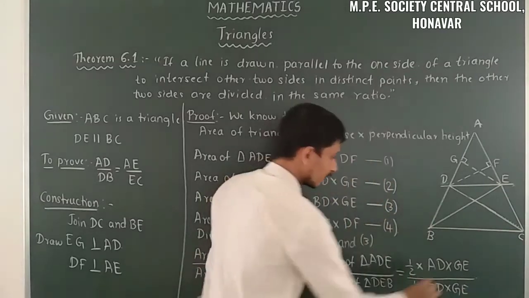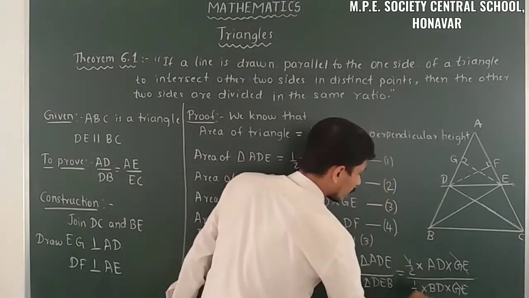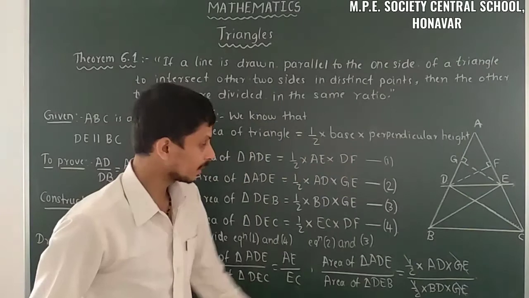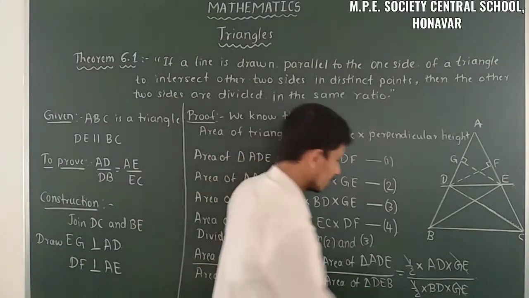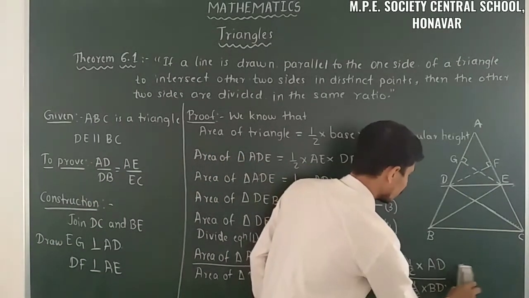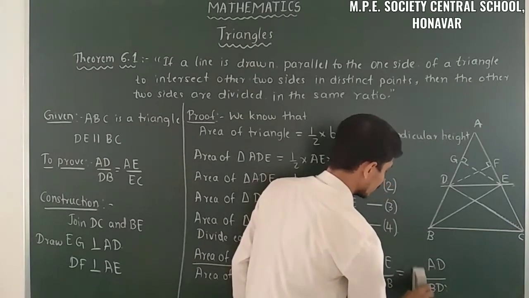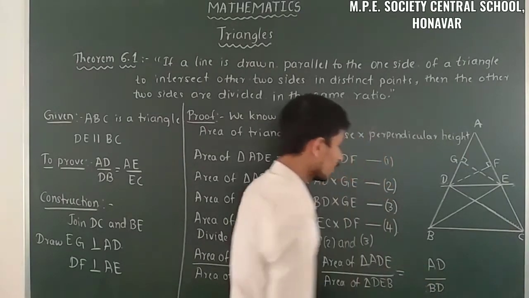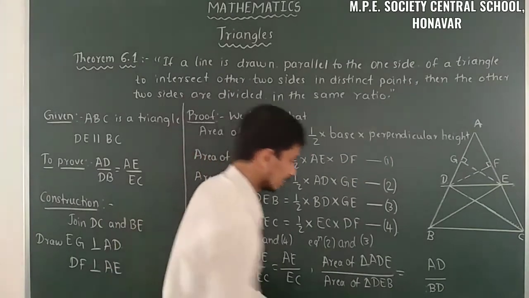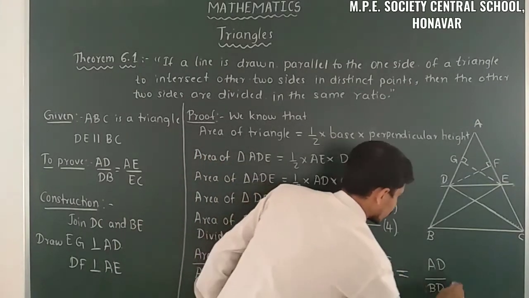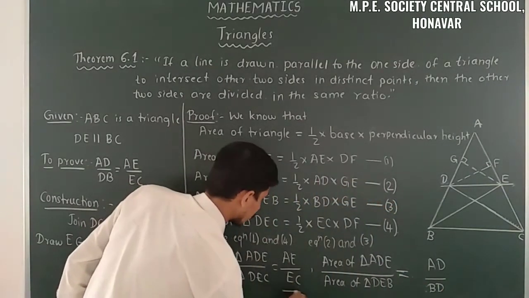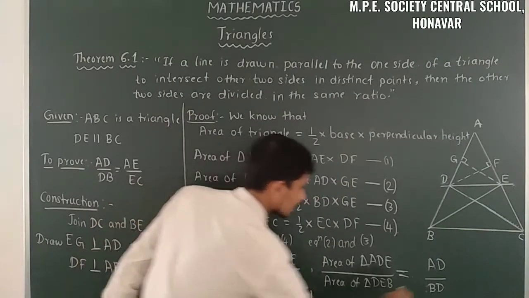So here GE gets cancelled, 1 by 2 gets cancelled. The remaining is AD by BD. You have to write it completely. So here we have AD by BD. I will take this as equation number 5 and this as equation number 6.